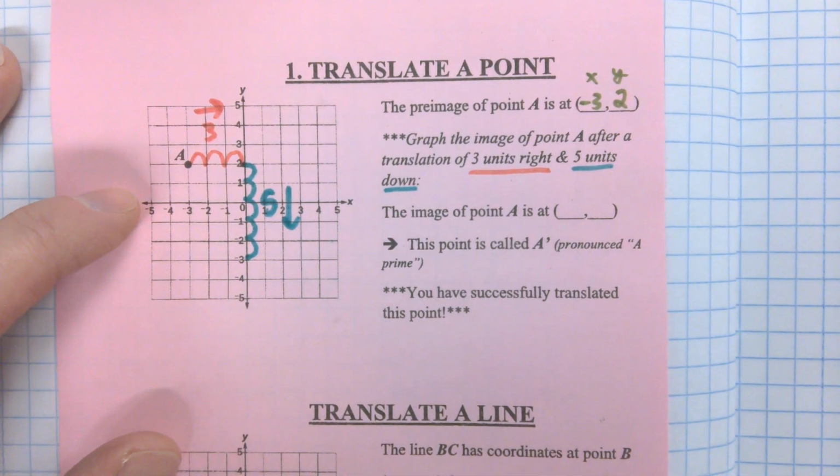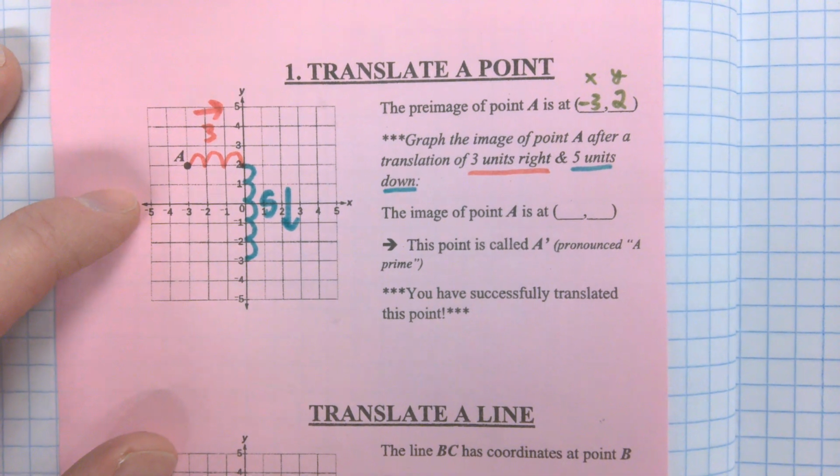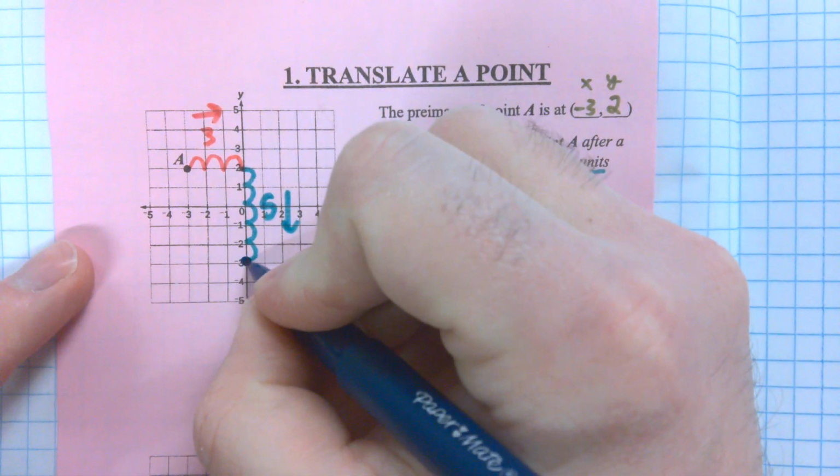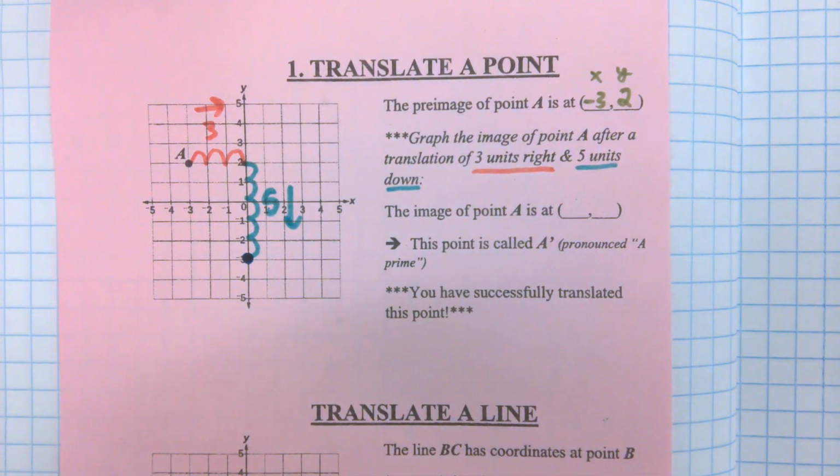Where's my black pen? Whatever. And we draw our new image point right there.